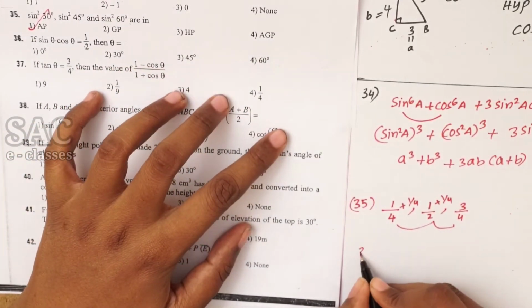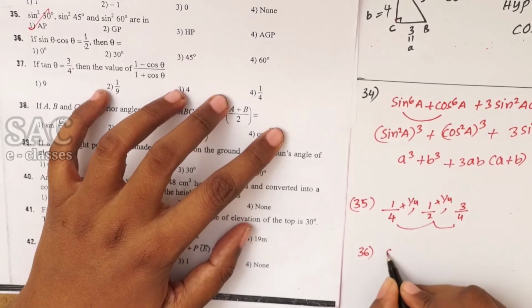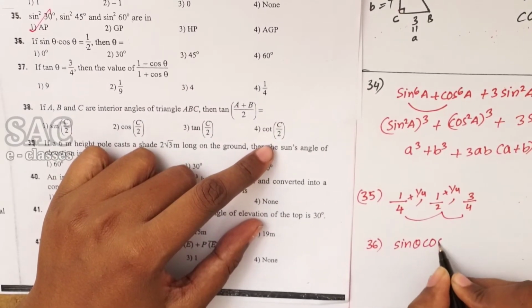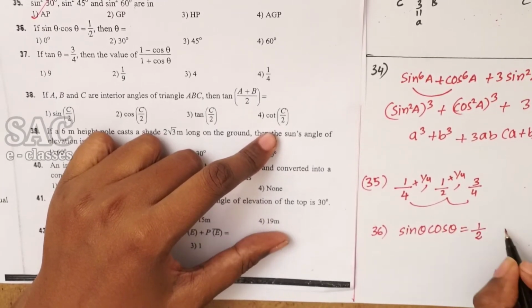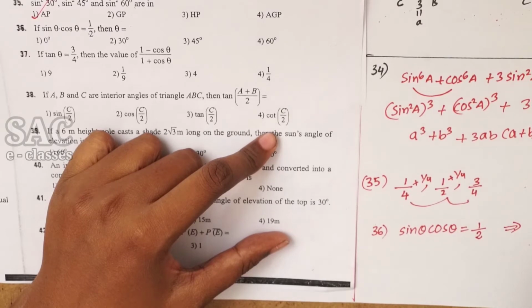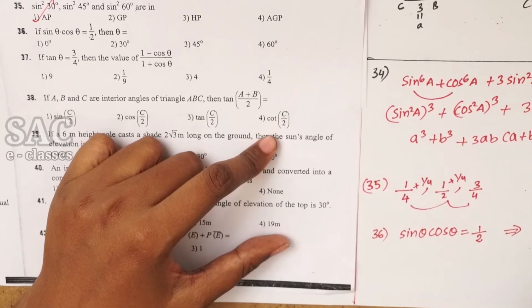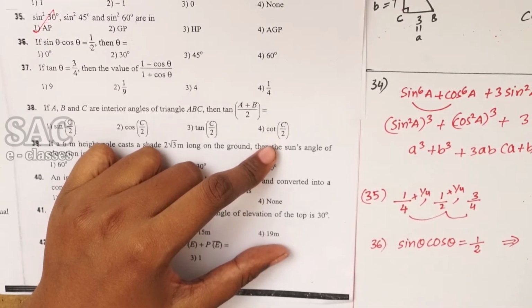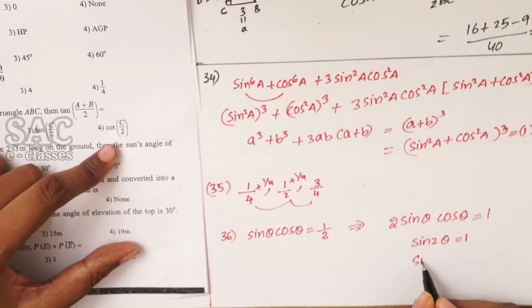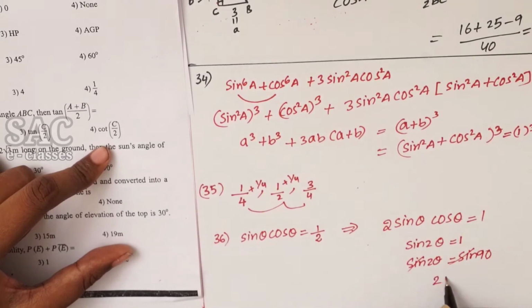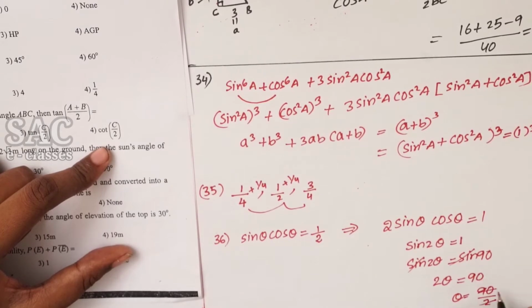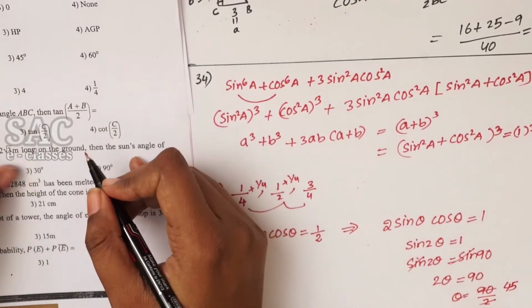Look at the problem number 36. Sin theta into cos theta is equal to 1 by 2, means definitely 2 sin theta cos theta is equal to 1. 2 sin theta cos theta is nothing but sin 2 theta, so sin 2 theta is equal to 1. At what value is sin 1? Sin 2 theta is equal to sin 90. Sin cancel, 2 theta equal to 90. Then theta equal to 90 by 2. Theta is equal to 45 degrees.